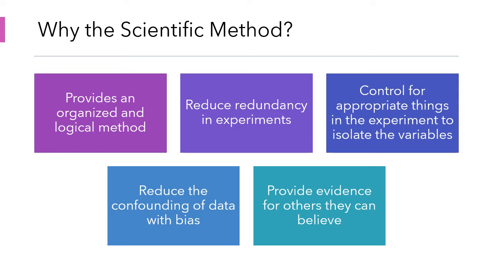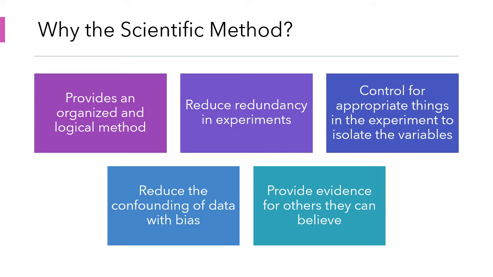We want to control for appropriate things in experiments, so we isolate variables. That's very important. We need to make sure that the independent and dependent variables are the focus of our experiment, and we can do our best to control all the other variables that might be manipulating the situation.